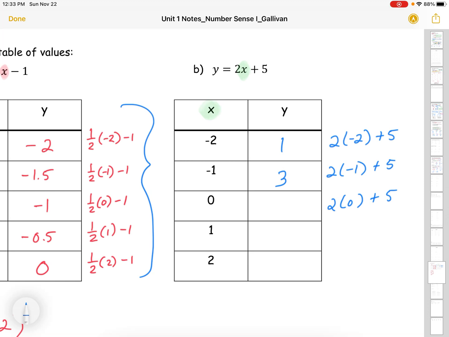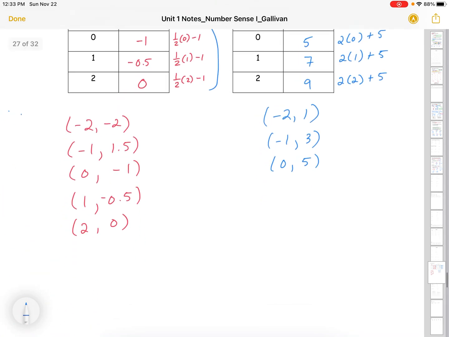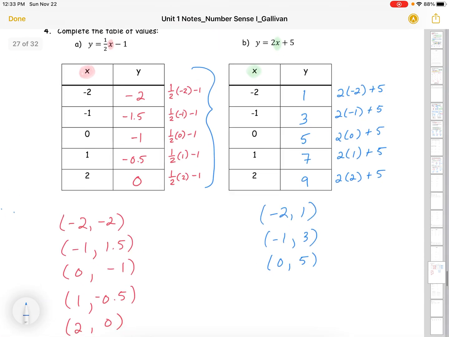2 times 0 is 0, plus 5 is 5. 2 times 1 plus 5. Well, 2 times 1 is 2, plus 5 is 7. And then 2 times 2 plus 5. 2 times 2 is 4, plus 5 is 9. Again, these could be ordered pairs, x and y values, that we would plot on a graph, and we would use them to solve different things. For right now, we're just exploring substitution and how exactly that works.